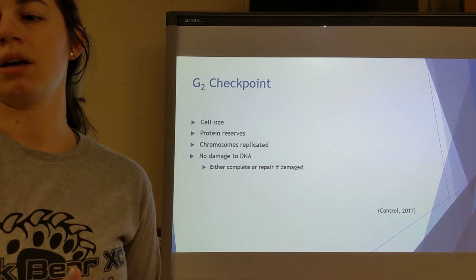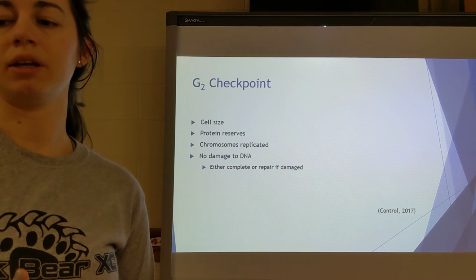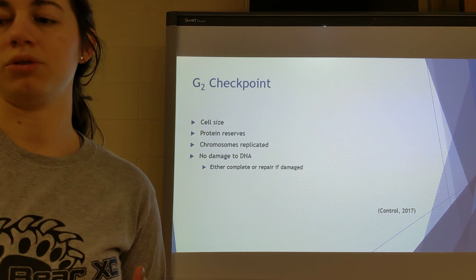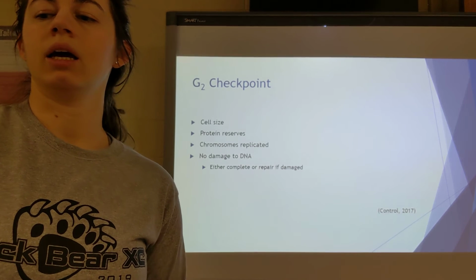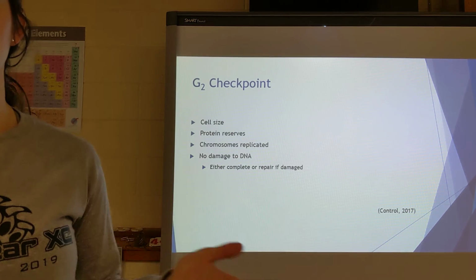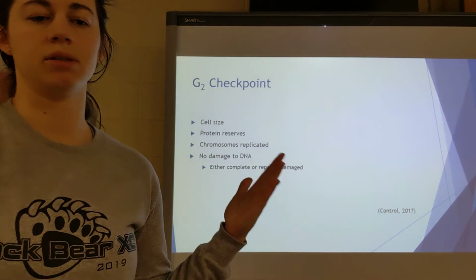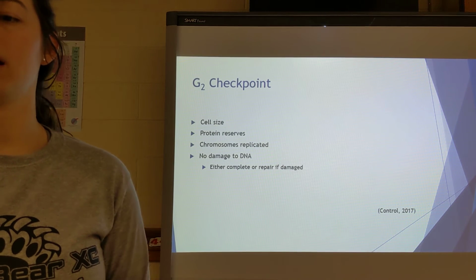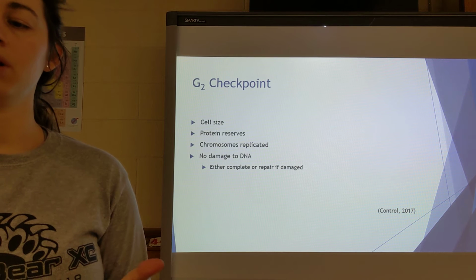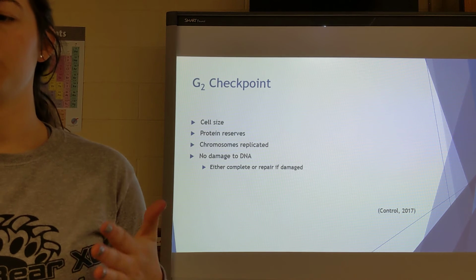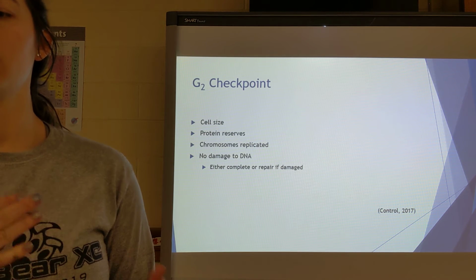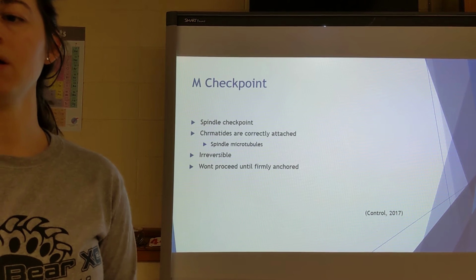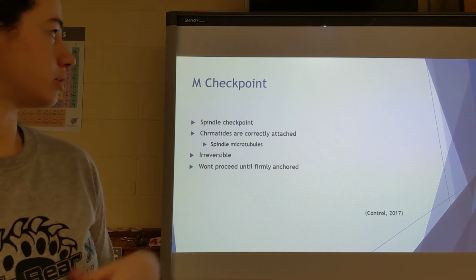If these aren't met, then the cell will either try to complete or repair the DNA until it is cleared on this checkpoint, because since we are in the cycle already, we cannot stop, so it will continue to repair damage or complete DNA until it clears that checkpoint. Once this checkpoint is cleared, it moves on to the metaphase.